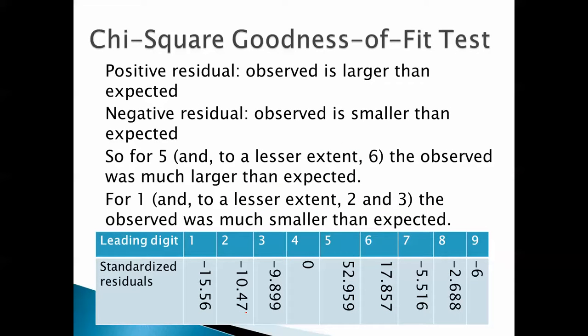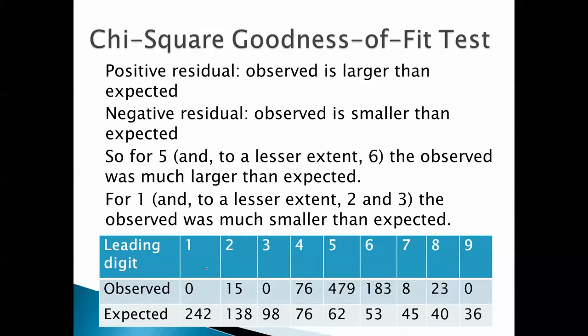Okay, a positive residual means the observed is larger than expected. A negative residual means it's smaller than expected. So for 5 and 6, the observed was much larger than we expected. And for 1, and to a lesser extent 2 and 3, the observed was much smaller than expected. Okay, and that seems reasonable because for 5 and 6, this is what we observed, and that's what we expected. For 1, 2, and 3, that's what we observed, and that's what we expected. So we suspect fraud.